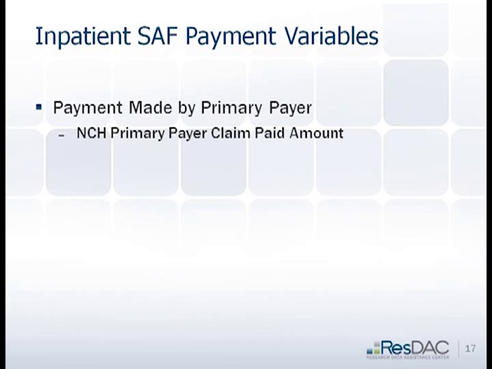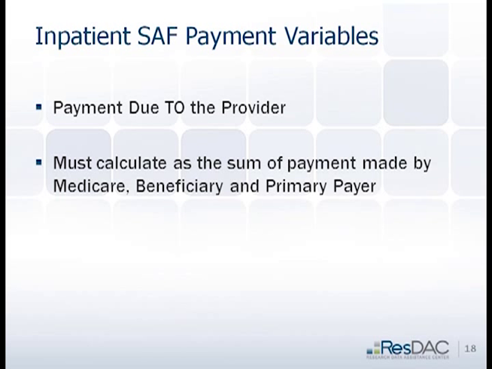And lastly, there's the 1 variable for the primary payer. So again, there's no nice variable that says this was the total due to the provider. So you do have to calculate it as the sum of all those variables for what Medicare reimbursement was, the beneficiary responsibility, and if there was another primary payer.